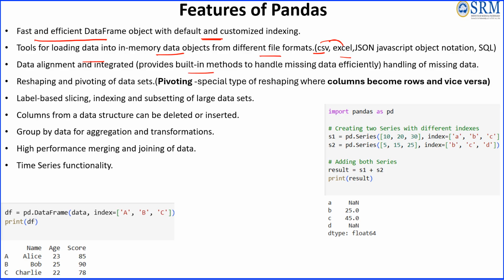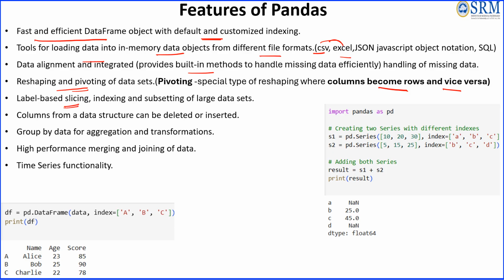So in order to do alignment and integration, we have some built-in methods, and these methods are used to handle missing data efficiently. Reshaping and pivoting is also possible. We can change the dimension, and pivoting means converting wider data into thin data, or thin data into wider data, using stack and unstack. There is a special type of reshaping where columns become rows and vice versa, wider to thin, thin to wider. And label-based slicing.